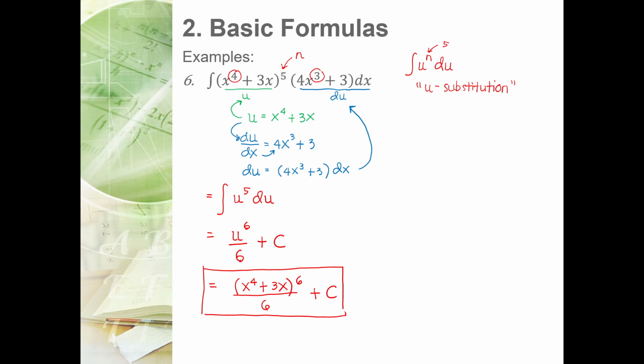So that is your final answer. If you are skeptical about this process, you can always derive the final answer to check if your solution is correct. So let's try to derive. We will just change the color so it is not the same as the other. Purple will do. So x to the power 4 plus 3x to the power of 6 all over 6 plus c.